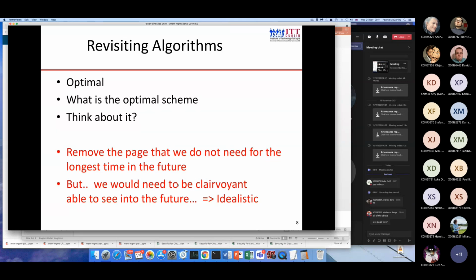Don't worry, we will see it in operation in a few minutes if you don't get it yet. You would need to be clairvoyant, right? You'd need to have a crystal ball. So it's idealistic. It's not in reality. You can't get an optimal scheme, but we can get as close to it as we possibly can.